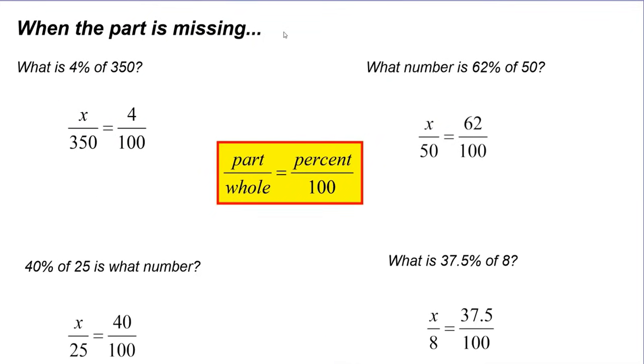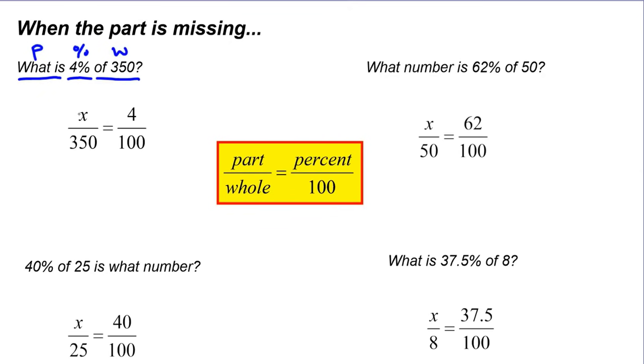So we've got three different scenarios we could use the percent proportion for. One of them is when the part is missing. So I've got several examples of problems where the part is missing. So here, what is 4% of 350? So first of all, we need to identify what we know and what's missing. Well, you already know the part is missing, but I'm going to walk you through this. 4%, this is obviously the percent. That's easy to identify. Of 350, so out of 350, this is the whole. So then what is, that's the part.